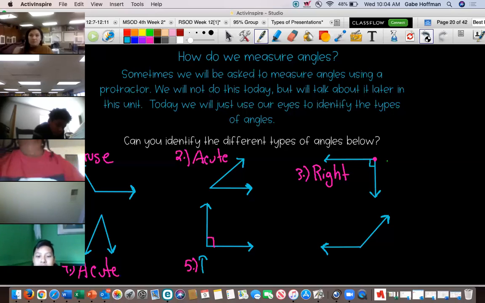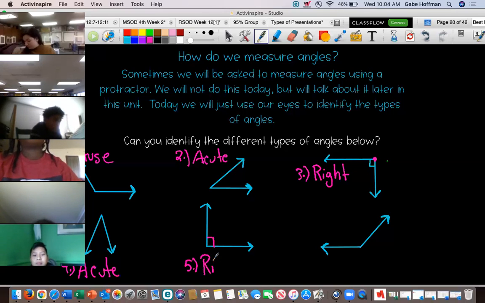Aseel, what kind of angle is number five? Right angle. And what is the clue that that's a right angle? That it has a square there. Yep, it has this little square to mark a right angle.